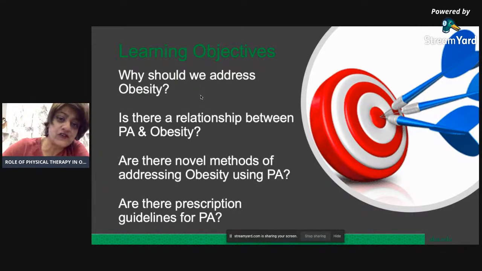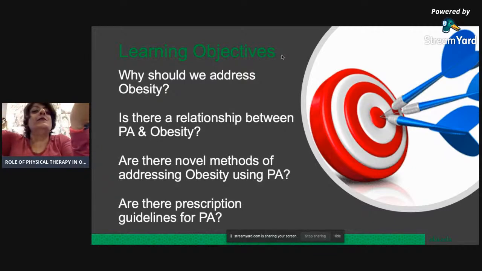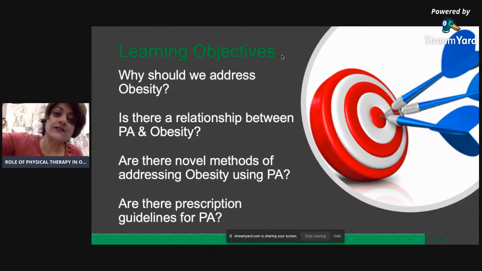Our second objective was to determine if there's a relationship between obesity and physical activity. I think it's safe to say, based on current research, that yes, indeed, there is a relationship. And generally, increasing levels of physical activity mean decreased risk of obesity, okay? Or increasing level of physical activity result in decreased body weight, all right?